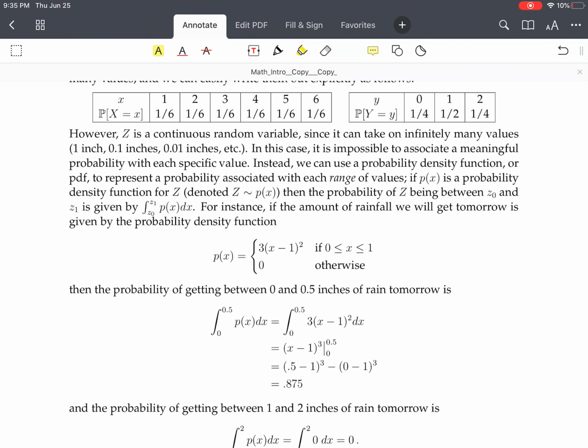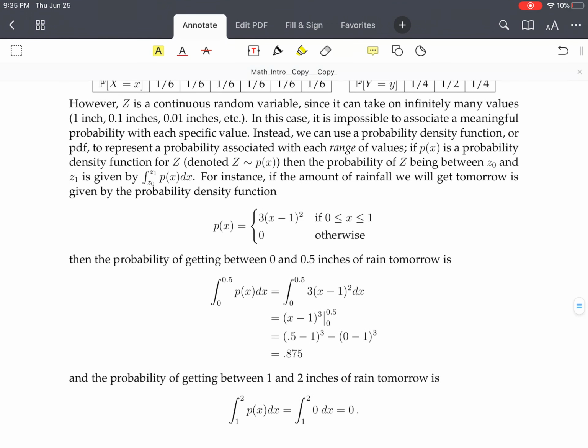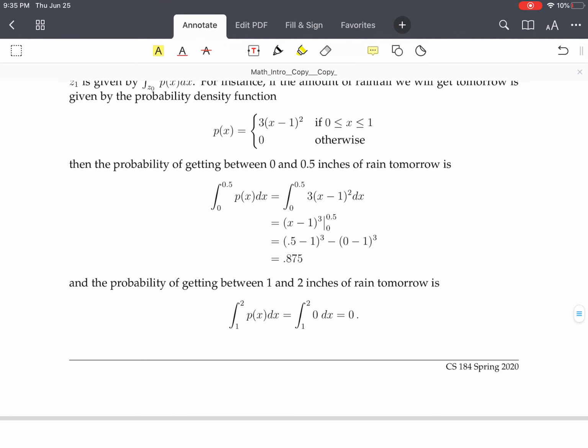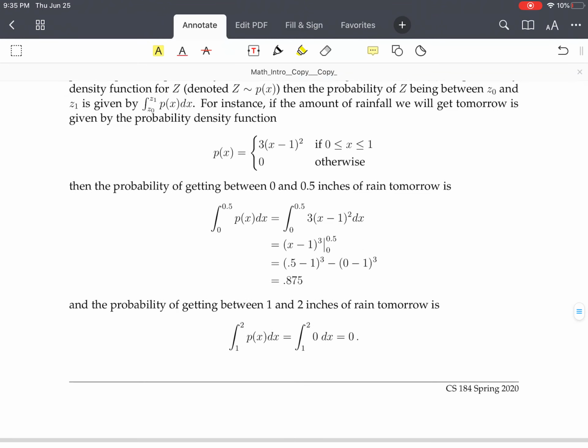So as an example, let's take this example probability density function. It's 3 times (x minus 1) squared if x is between 0 and 1, otherwise it's 0. Okay, and so if we want to find the probability of less than half an inch of rain tomorrow, what we do is we integrate from 0 to half of this probability density function.